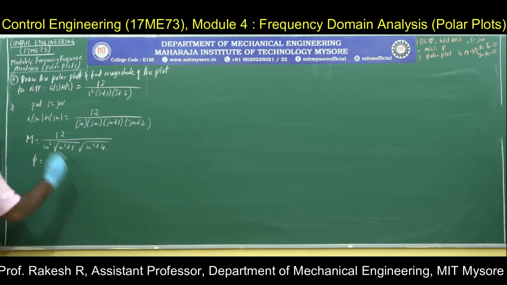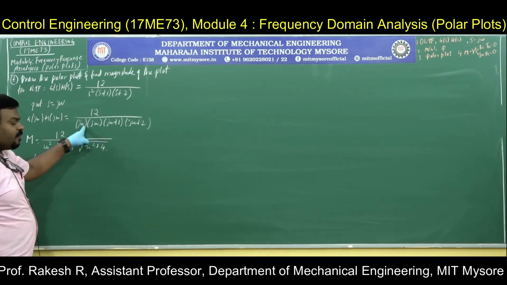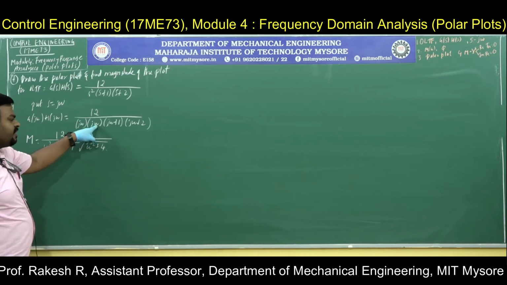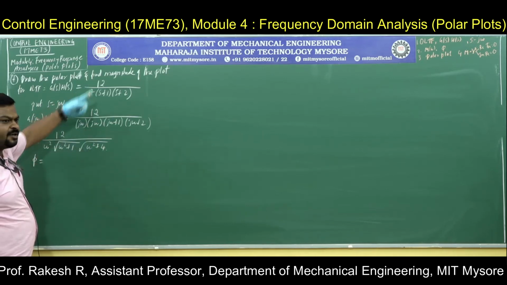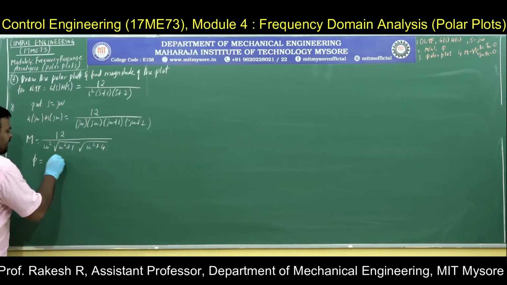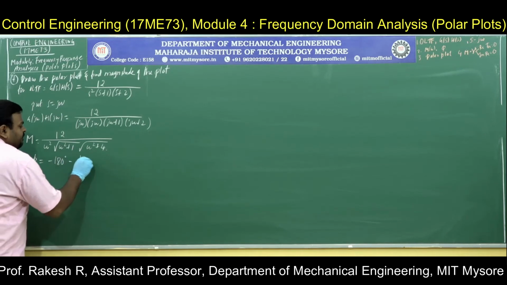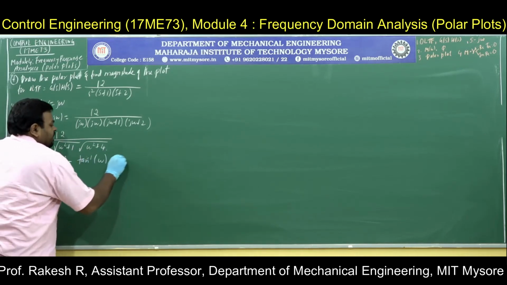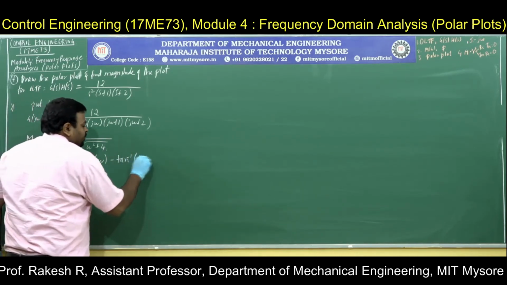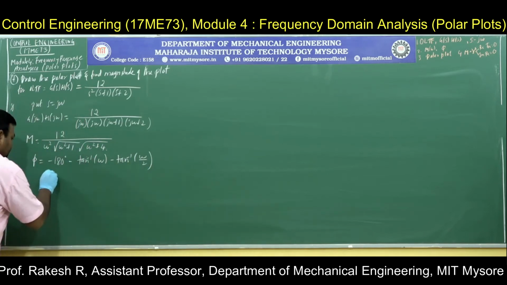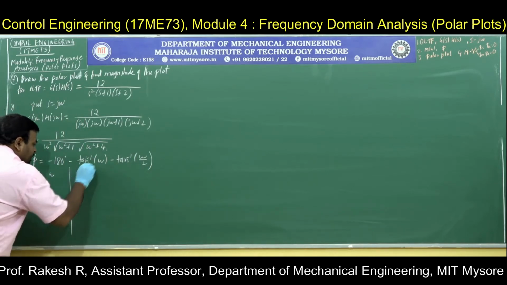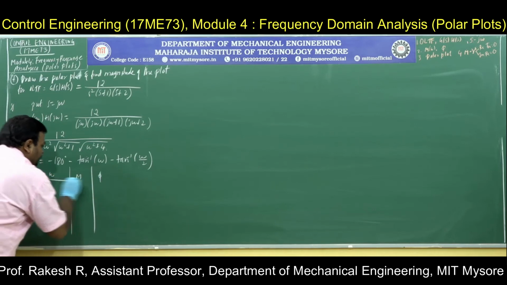And what is the phase angle? The phase angle is split up. ω from 0 to infinity. Since it is a denominator, take that to the numerator: minus 180 minus tan inverse of ω minus tan inverse of ω by 2. Then locate the magnitude and phase angle for different values of ω.